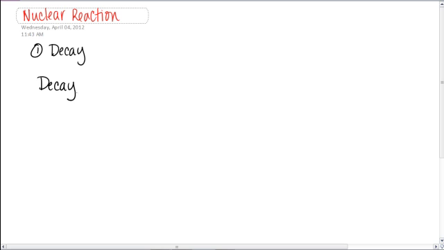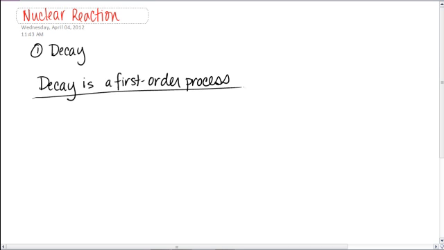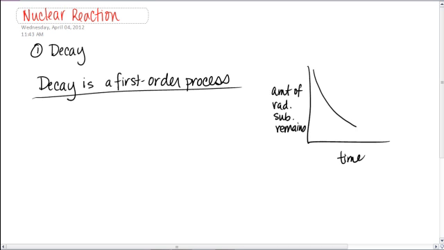alpha, beta, gamma, etc. in class, is that decay is a first-order process, which goes back to our kinetics ideas. If you remember, zero, first, and second order back when we did kinetics. But decay, radioactive decay, is a first-order process. So when we look at a graph of the amount of the radioactive substance that remains over time, it gradually decomposes in an exponential decay kind of a way.